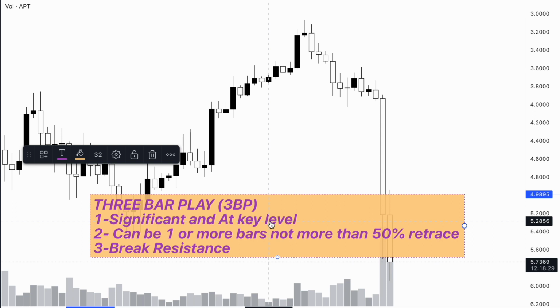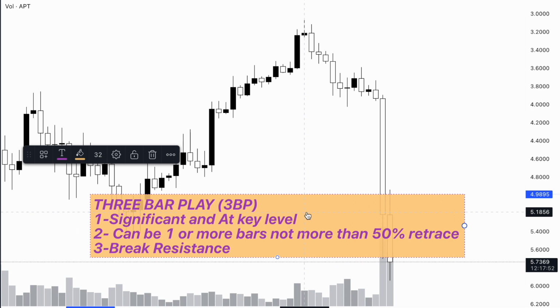You want it to be at, if you're going to upside, you want that first initial big candle to get stopped at a resistance, and then you want to see continuing attempts to break through it, and then you enter on the break. 2, the second bar can be one, it can be more bars. Certainly, I think more than 2 becomes not really the same pattern, but it can certainly be 2. It doesn't have to be just 1 bar. You don't want to see more than 50% retracement. And then on 3, you want it to break up. You want it to have increased volume.